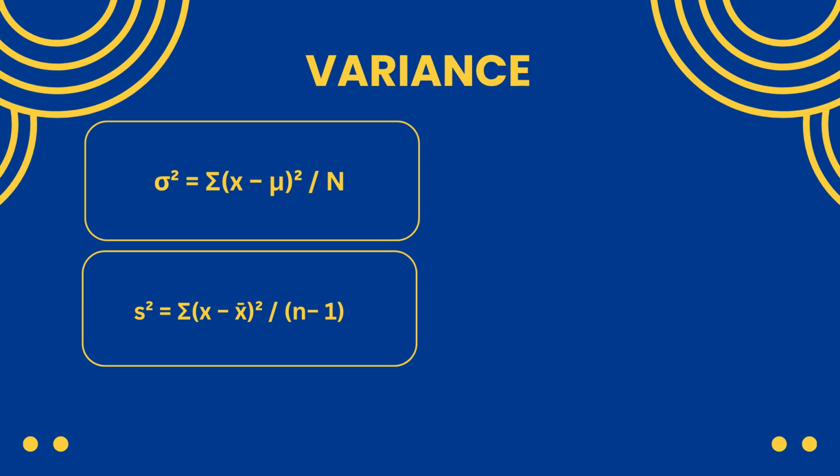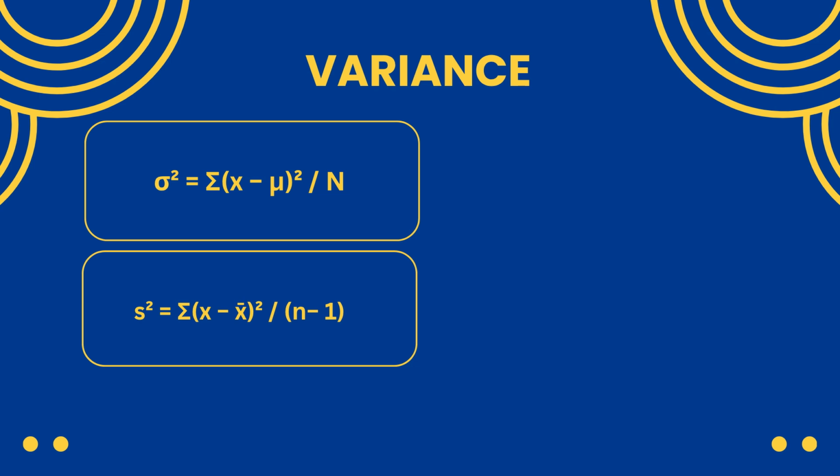Now let us see what happens with a sample. Suppose a school has 1000 students but we only select 200 students to estimate the average height. This is called a sample. Since we do not know the true population mean, we estimate using the sample mean. Here, instead of dividing by n, we divide by n minus 1. Why? Because the sample mean is only an estimate and using it makes the variation appear slightly smaller than the true population variation. So dividing by n minus 1 corrects this problem.